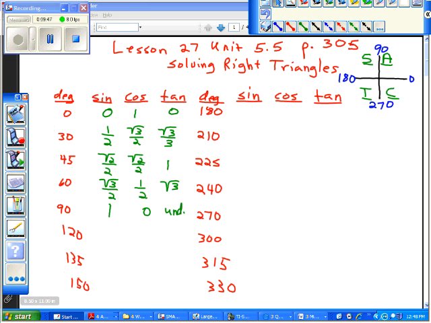Okay, so we're talking about 180 degrees. Now here's the deal about that. 180 degrees and 0 degrees are the exact same number. But when you go from the right to the left, what's going to happen? It's going to change signs. So for 180, you're going to use your 0 stuff, but you're going to change the sign. You understand that?